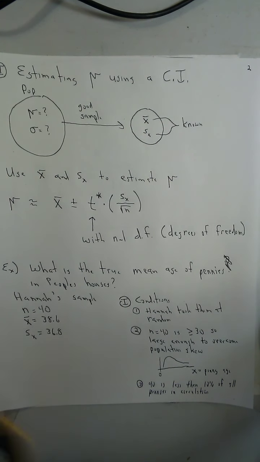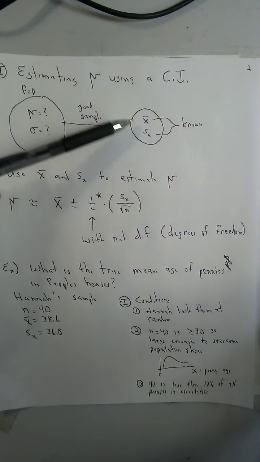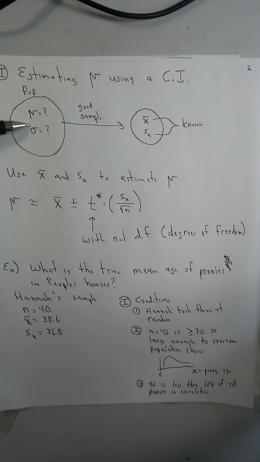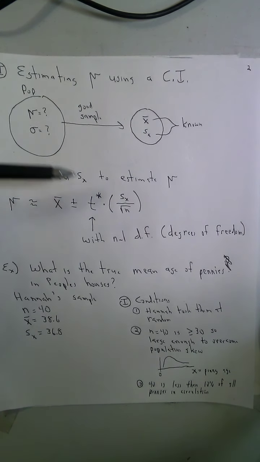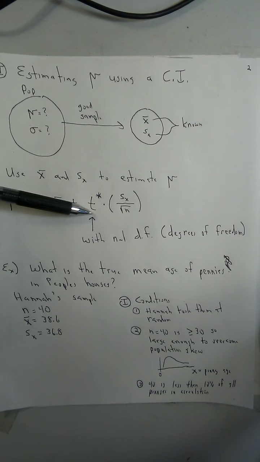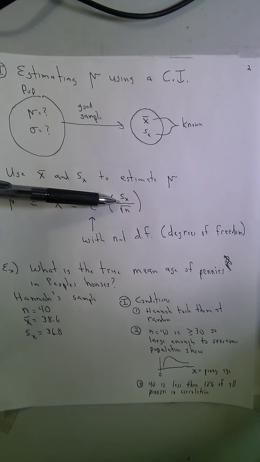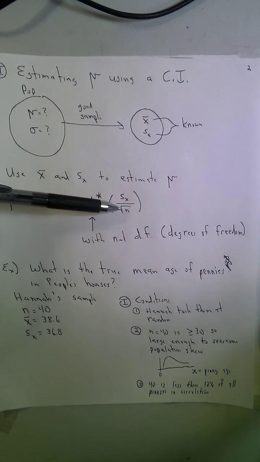Okay, so video number 2 about estimating mu using a confidence interval. Now here's your formula. It's always your estimate, which is your statistic that mirrors what you're trying to estimate, plus or minus the margin of error, which is the number of standard deviations wide you want to go times the standard deviation of, in this case, x bar.